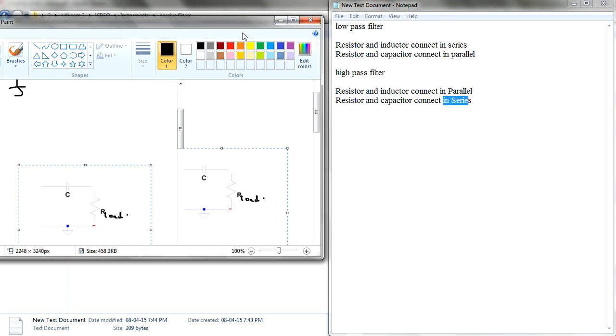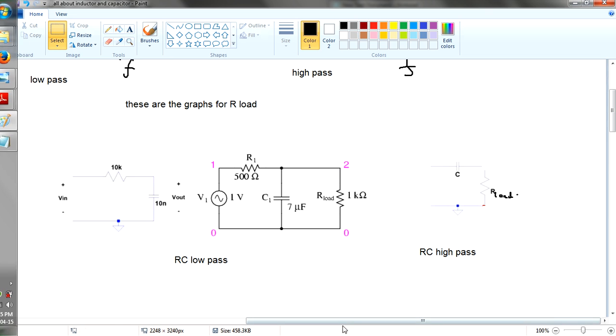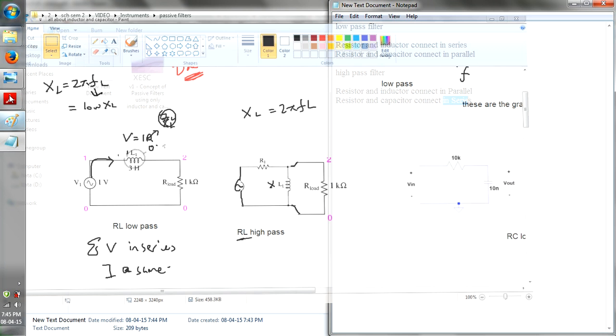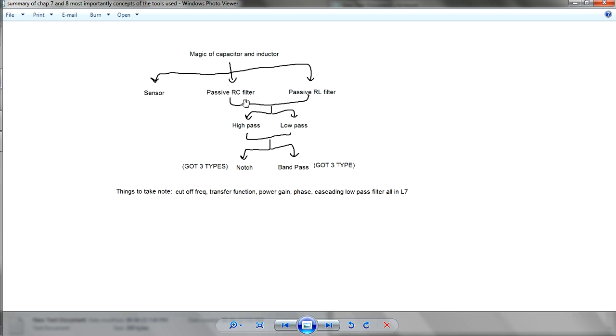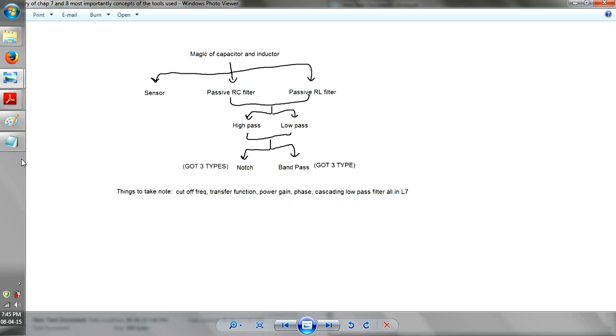So this is basically the concept of, if you remember where we are, the passive RC filter and the passive RL filter. These are the two things. With this concept, in the next video we'll talk about high pass and low pass, and then we'll go to notch and band pass. So I'll see you there.